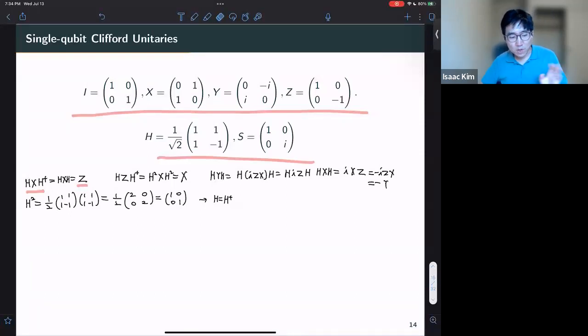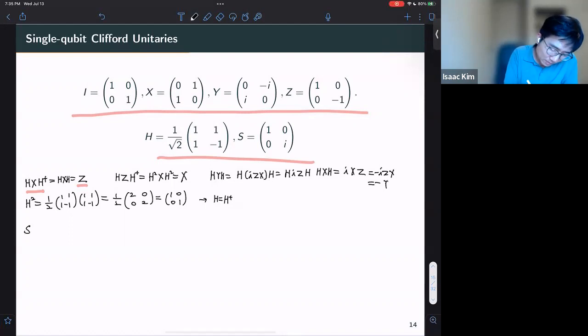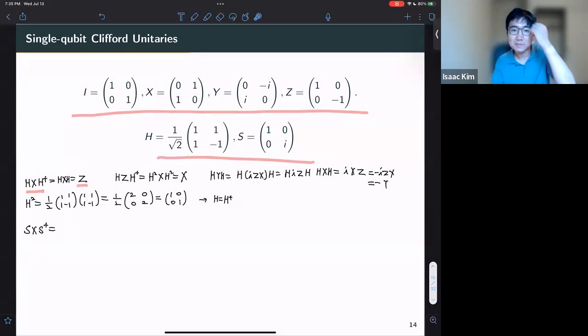So we've checked this for all of X, Y, and Z, and we found that indeed all of them are mapped into one of the Paulis. So H is indeed in the Clifford unitary. What about S? This is relatively simple too. First of all, you can see that S actually commutes with Z, because S and Z are both diagonal unitaries. So that part we don't need to check.